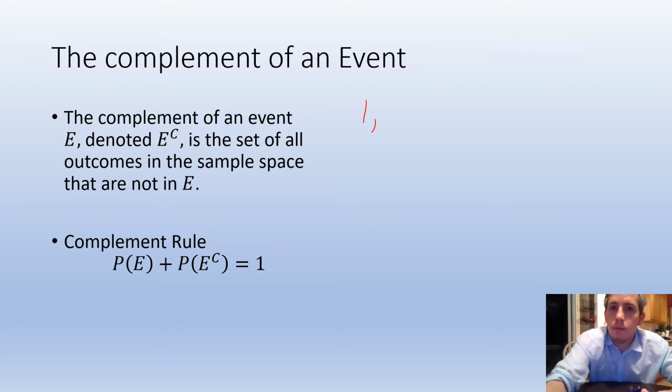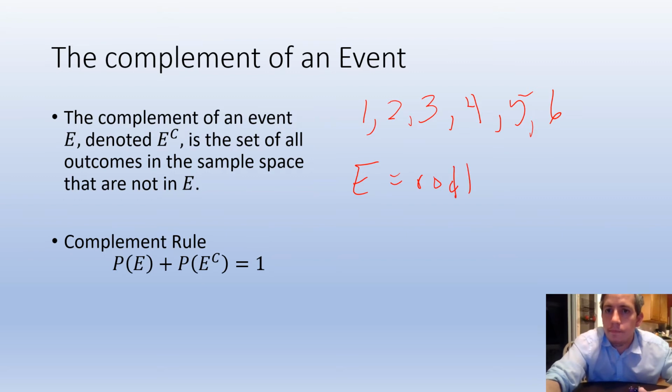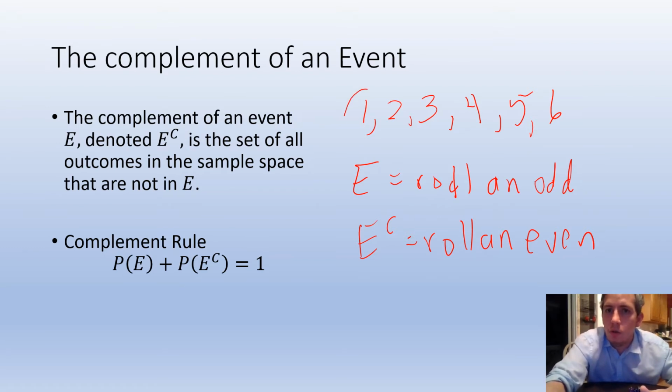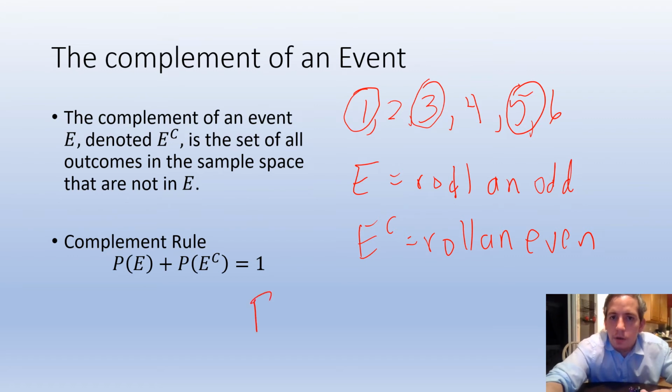So if I roll 1 die, my possible rolls in my sample space are 1, 2, 3, 4, 5, and 6. So if the event is roll an odd, then the complement of rolling an odd is that I've rolled an even. Now why is that true? That's because roll an odd means I roll a 1, a 3, or a 5. And the things that are left in the sample space that are not in my event E are the evens, 2, 4, and 6.